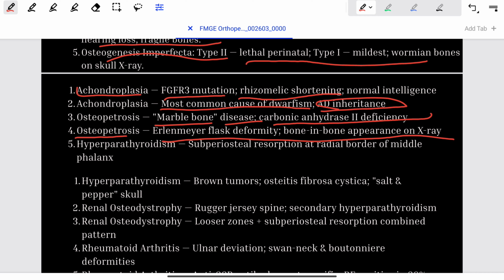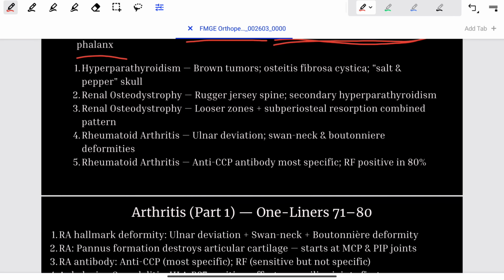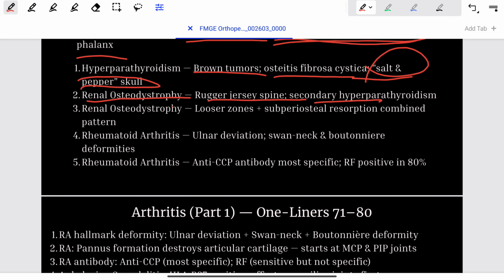Hyperparathyroidism: subperiosteal bone resorption is best seen along the radial aspect of the middle phalanx. In this, brown tumors and salt and pepper skull are characteristic features. Renal osteodystrophy: rugger jersey spine is a classical radiological sign.